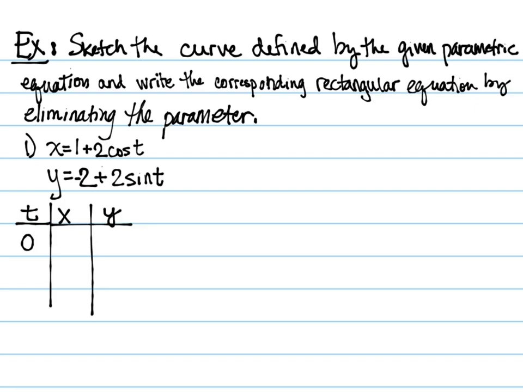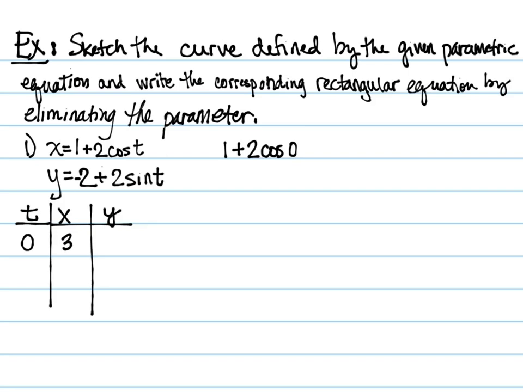And if you need some little scratch work over to the side, I'll do a little bit as we go too. We have this to be 1 plus 2 cosine of 0. So do you guys remember what cosine of 0 is? It's 1. So this is actually 1 times 2, and then plus 1 to give me a 3. So my x value is 3.